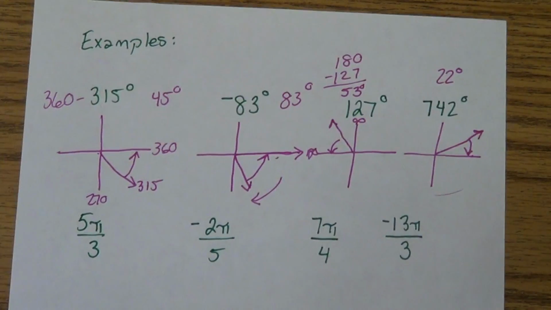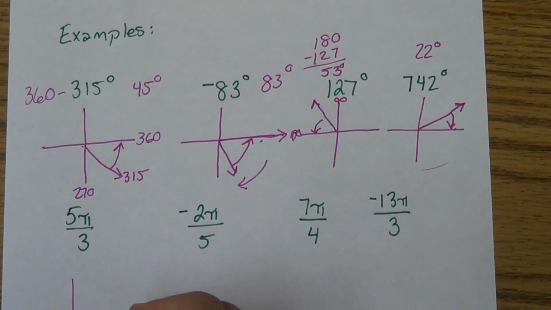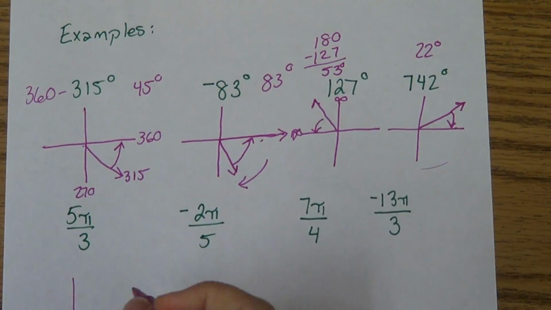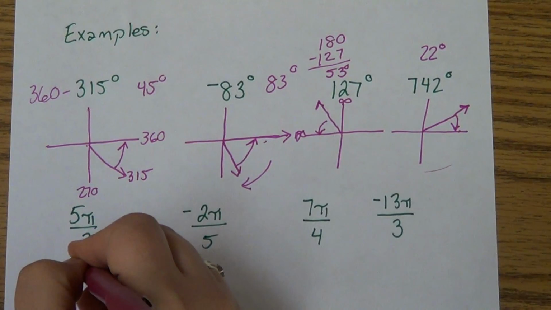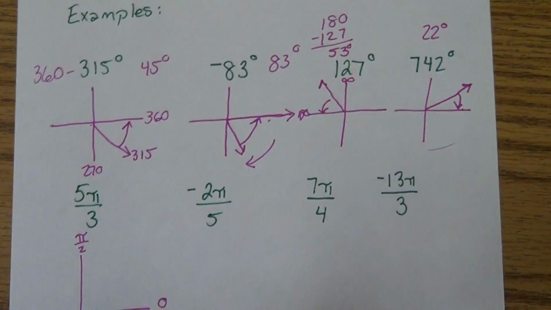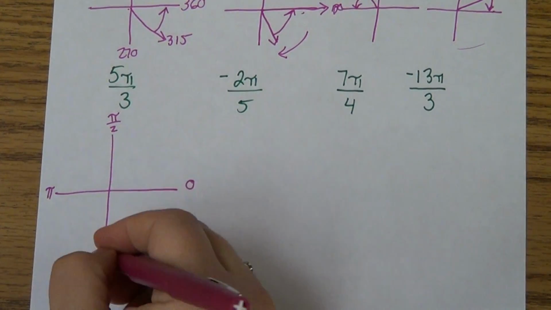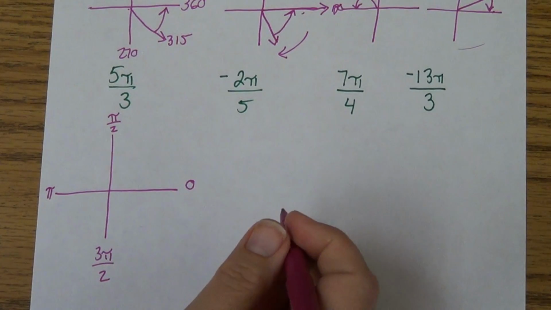Okay, let's do a couple of examples in radians. 5 pi over 3. So let's try to remember how to graph radians here. So remember, this is 0. This is pi over 2, which is the same as half pi. This is 1 pi. And this is 3 pi over 2, which is 1.5 pi.